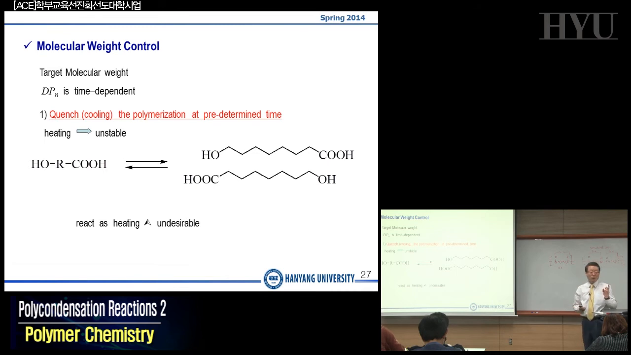But there is one problem. The problem is that because you have a hydroxyl group and a carboxylic acid group, the functional groups that are left, later on, if you heat it up again, then the carboxylic acid group and hydroxyl group may react.